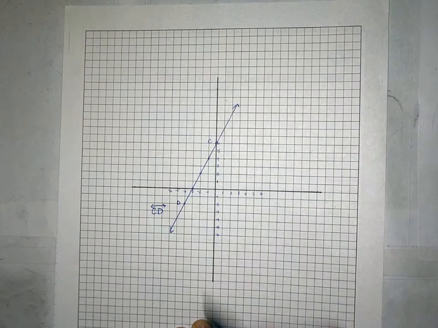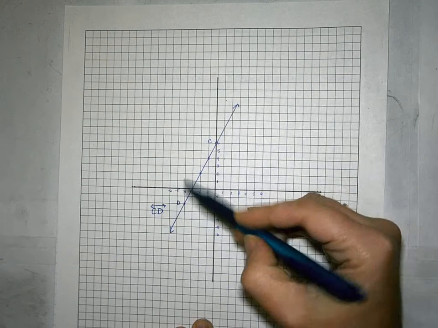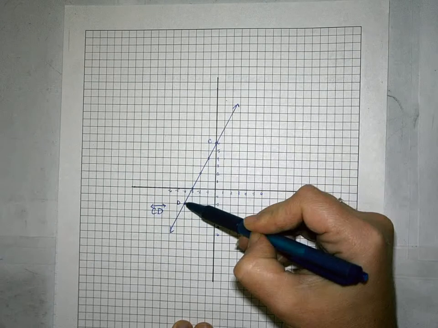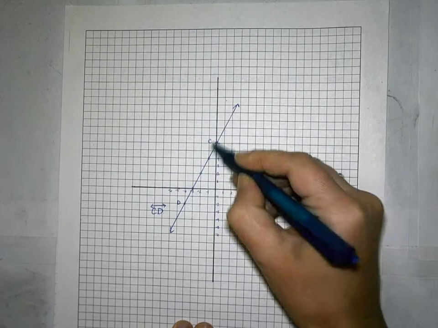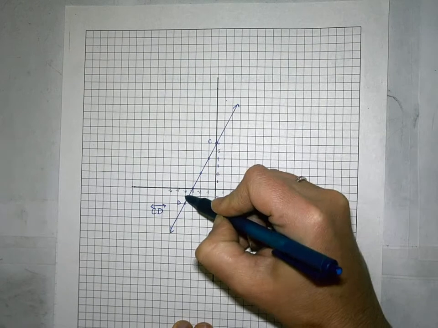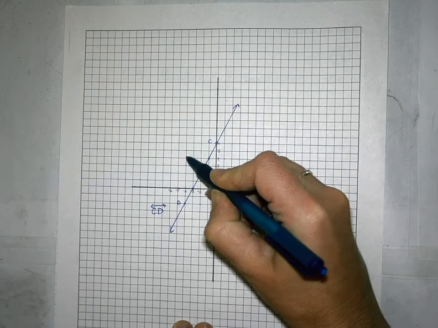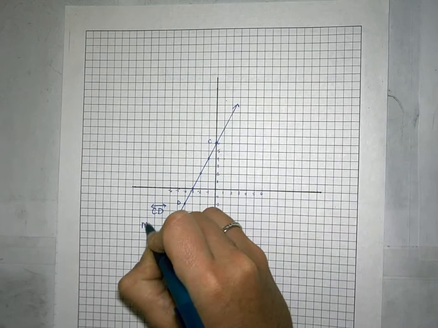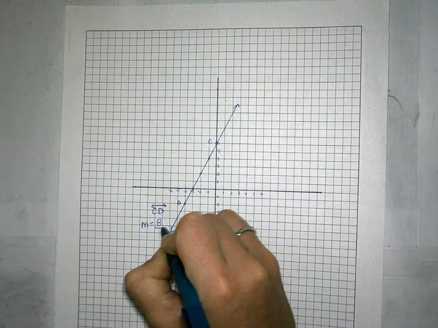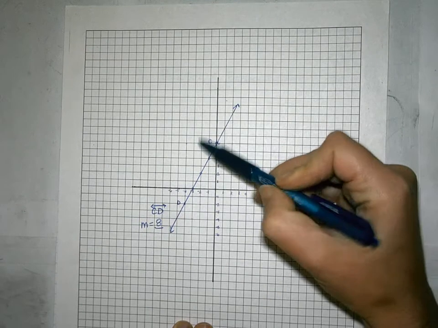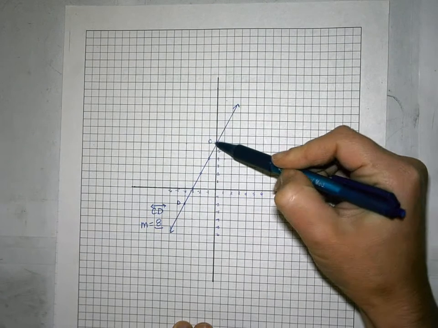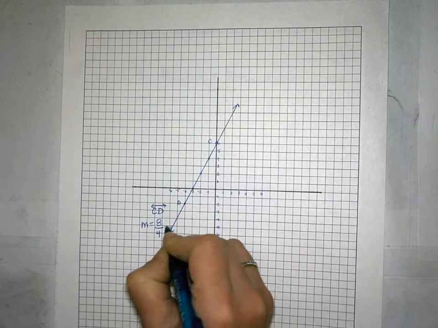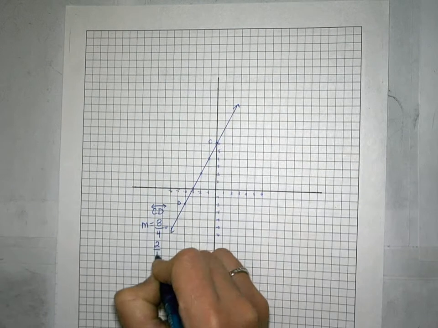Now looking at this line, can we determine its slope? I say yes we can. Let's use C to D. If I count up 1, 2, 3, 4, 5, 6, 7, 8, that's a rise of 8. So CD has a slope with a rise of 8, which is a positive direction. And then to the right, 1, 2, 3, 4, 4 to the right. So 8 over 4, that's really a slope of 2, or 2 over 1.